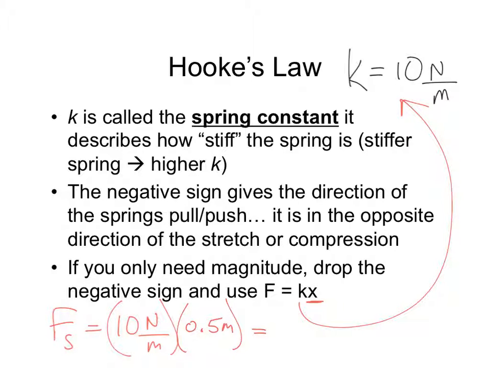Well, the reason that the spring constant has units is because it causes these units to cancel out. So the meter goes away, and you're left simply with a value in newtons, which is what force is. So 10 times 0.5, that'll be 5.0 newtons. That would be the force that the spring is applying.